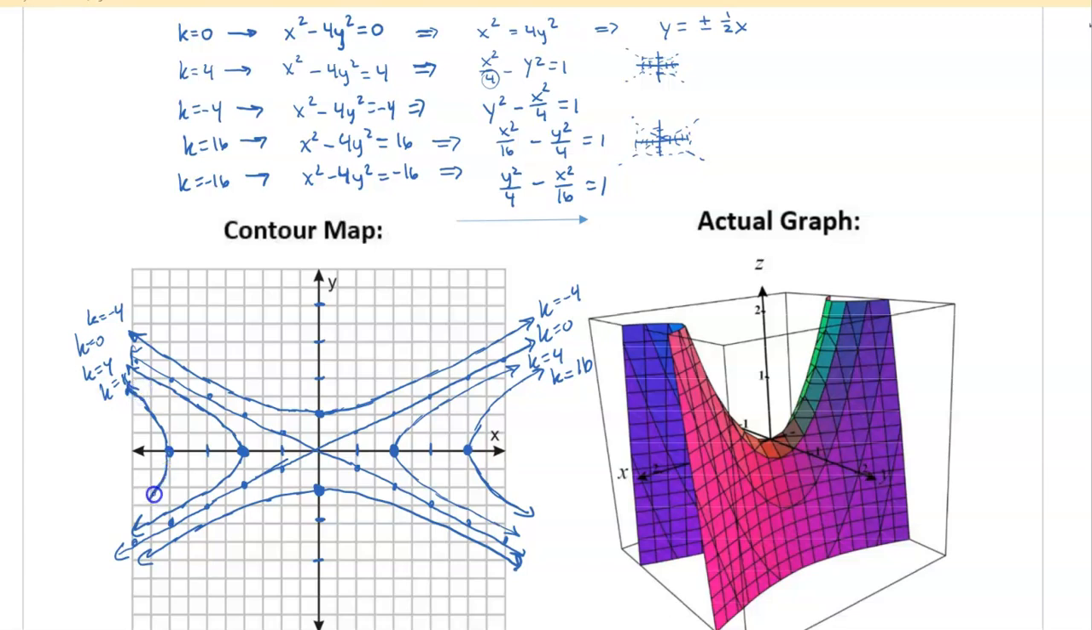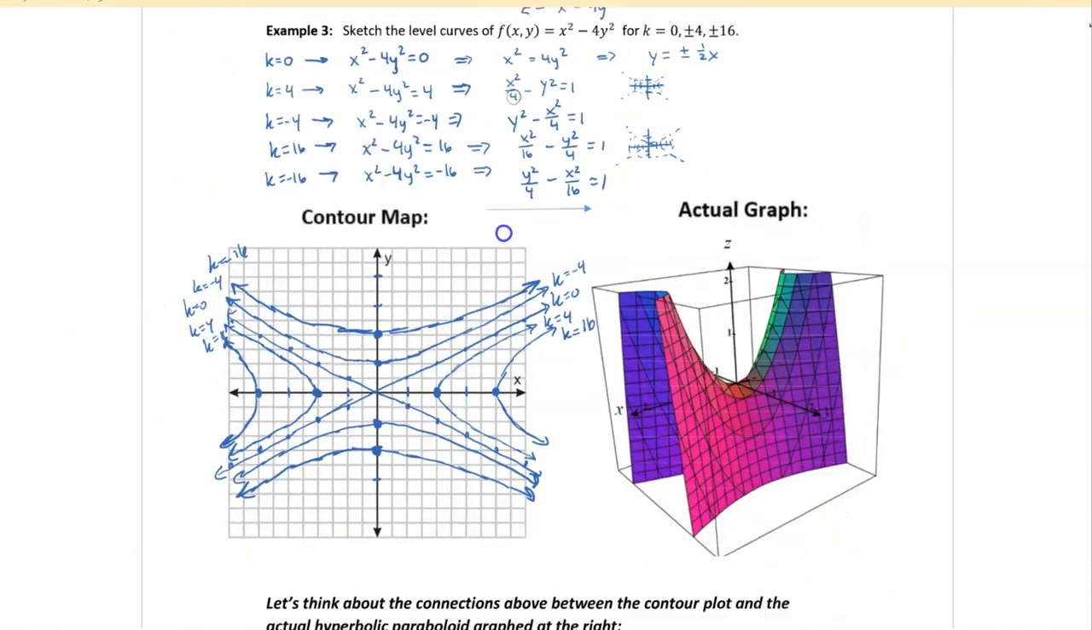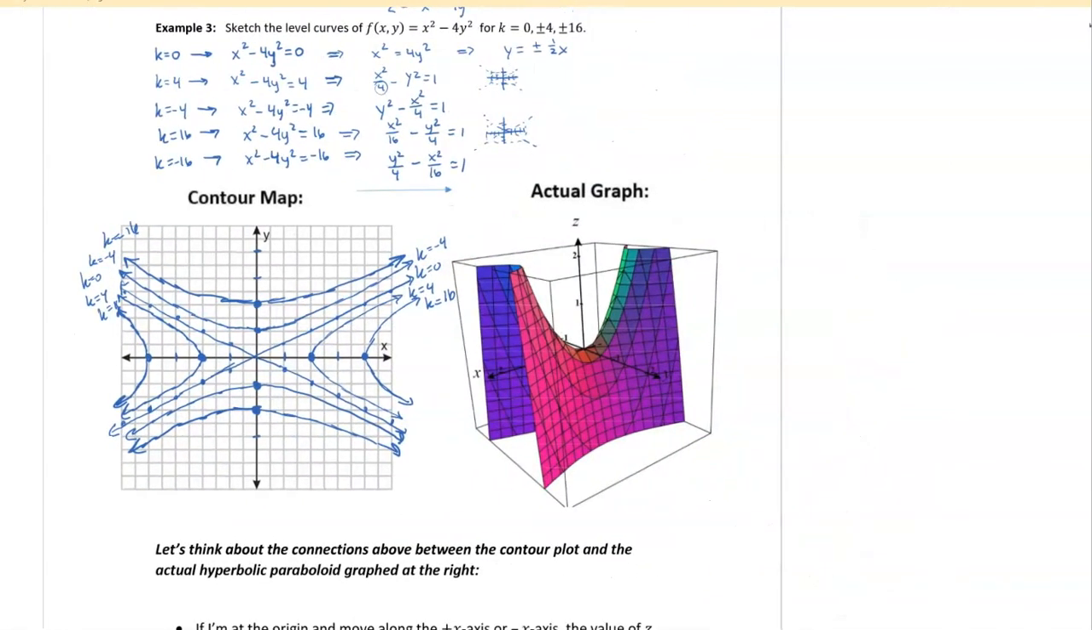And then we have the one for negative 16, which is going to have vertices on the y-axis at 2 and negative 2. Okay, so there are our level curves for our Pringle.